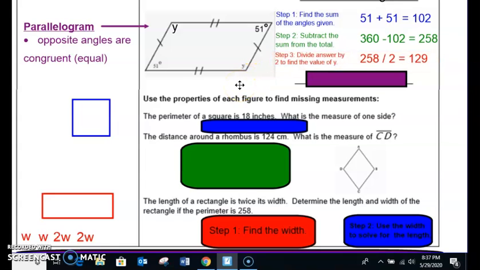So my third and final step is to take my answer of 258 and divide it by 2 to find the value of y. And when I did so, I got 129 degrees. So to check your answer, you should just do 129 plus 129 plus 51 plus 51 to make sure that it adds up to 360 degrees.